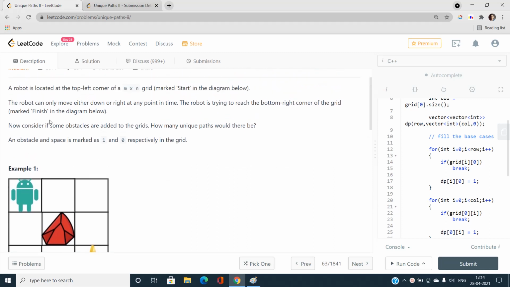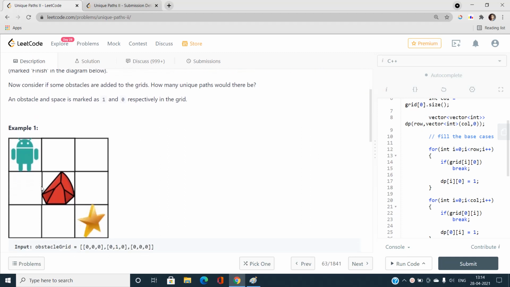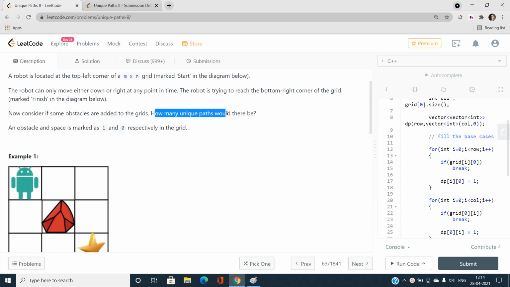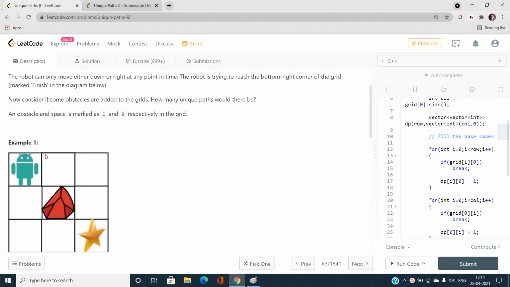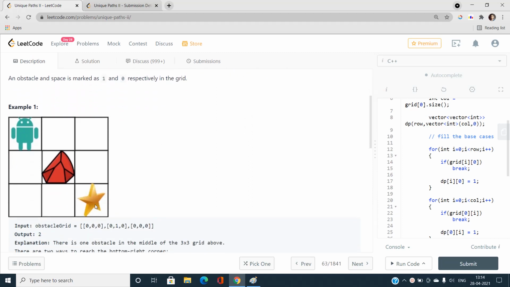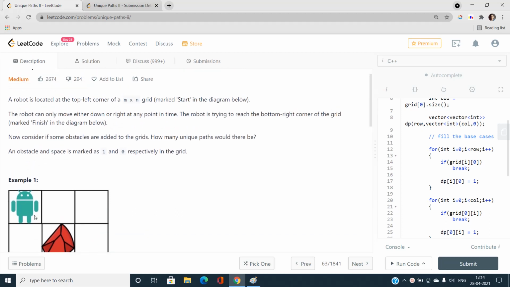Now consider that some obstacles are added to the grid. That is, there are some cells that we can't go to, some cells are prohibited from being visited. Now how many unique paths would there be? An obstacle and space are marked by 1 and 0 respectively. So an obstacle in the cell is denoted by 1, and the space where the robot can move is denoted by 0. And we have been asked how many unique paths there would be to reach the bottom-most right corner of the matrix, starting from the top left corner.